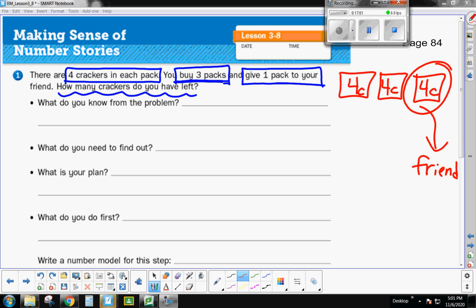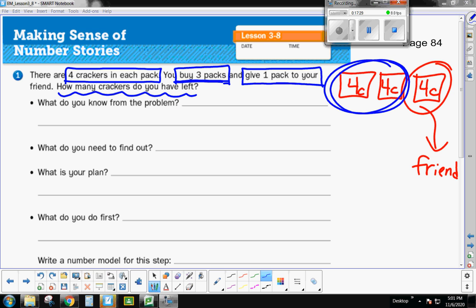All right, I just like to draw exactly what's going on. Now it says, how many crackers do you have left? So this is what I have left for me. Now it doesn't say how many packs, it says how many crackers. All right, so let's start answering these questions. It says, what do you know from the problem? Well, boys and girls, I know exactly what I just drew.